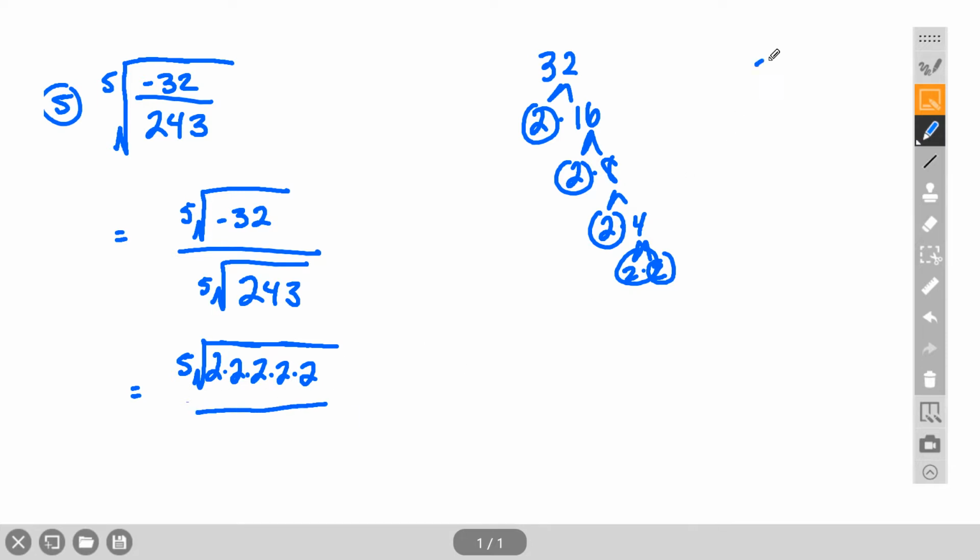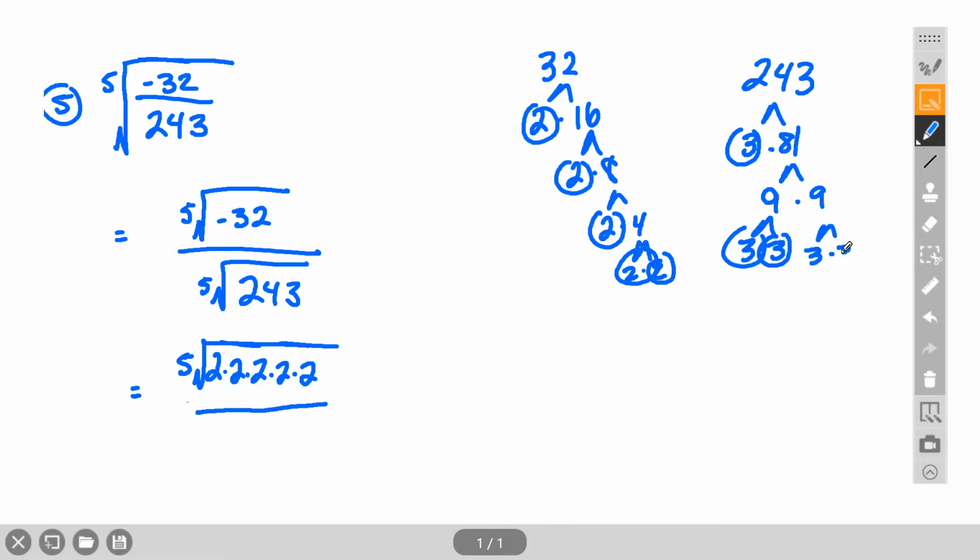And then 243, the fifth root of 243, I think we just did this one. Yeah, so this is 3 times 81. 81 is 9 times 9. And each of these 9's split into 3 times 3. And then those don't split up anymore, so we can circle those 3's. So that's 5 3's multiplied together. 1, 2, 3, 4, 5.